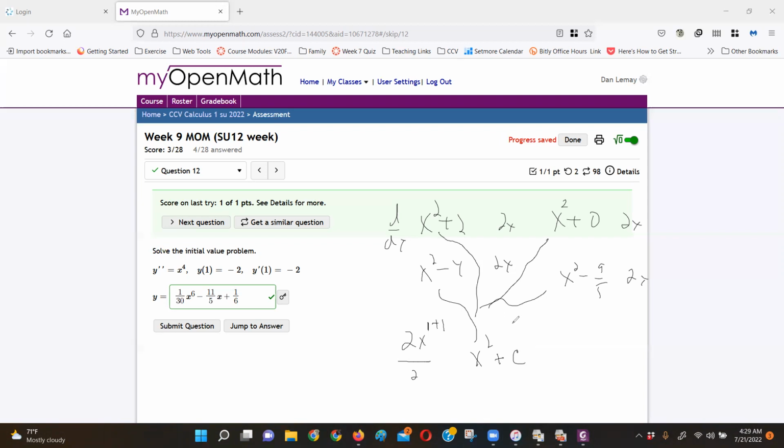So that's the antiderivative. When they start solving initial value problems, they give you some information, like: I know this curve has the point (1, -2) on it. One thing I skipped over is that this is the second derivative, so we're going to have to find the antiderivative twice. We've just done it once, so what I have right here is the first derivative. Then I solve for C, do the antiderivative again, solve for the new constant, and then I'll get the answer.